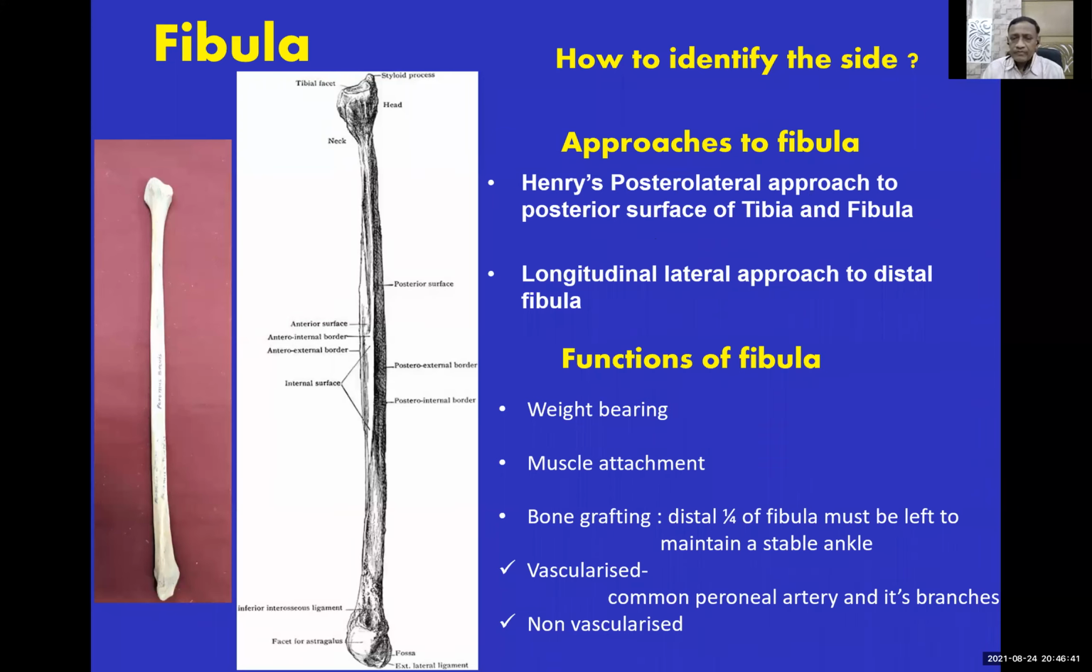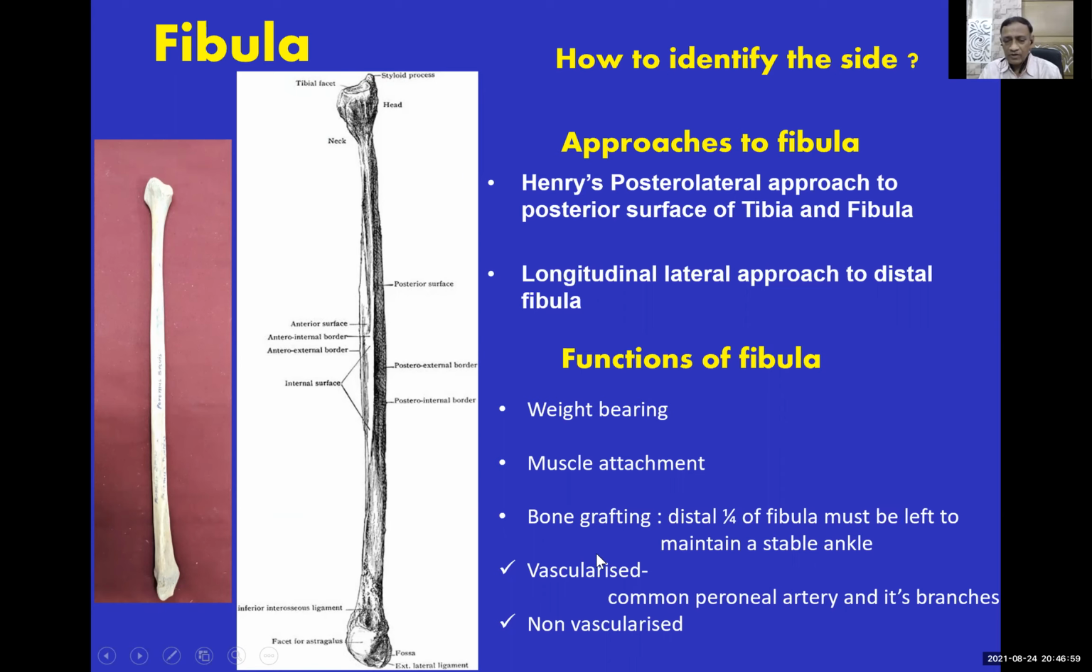Then longitudinal approach to the distal fibula. What are the functions? 6% of the weight is borne through the fibula. Different muscles attach to it. It can be used for bone graft also. Only you have to remember that the distal one-third of the fibula must be kept to maintain ankle stability.